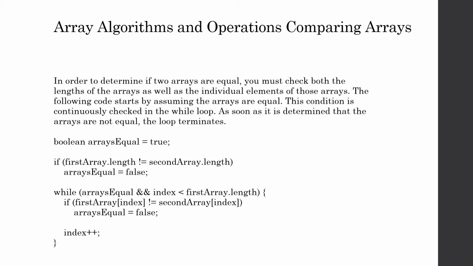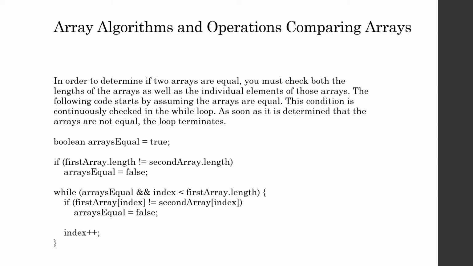So initially, we've got this Boolean arrays equal set to true. We're then going to have this first condition that we check, saying if the lengths of the two arrays are not equal to each other, we want to go ahead and change arrays equal to false. That way, when we get to our while loop, part of the condition of that while loop is assuming that arrays equal is still true. But if that immediately became false because they don't have the same length, then we're just going to skip the entire while loop. So it saves us a little bit of processing time. If, however, they do have the same length, we're going to go ahead and start stepping through this while loop.